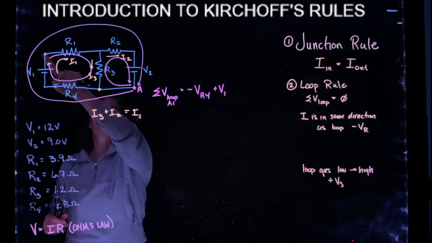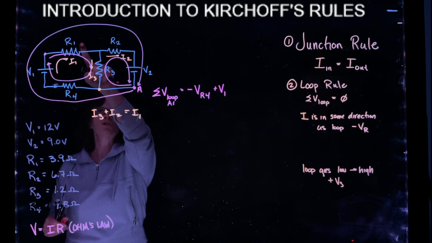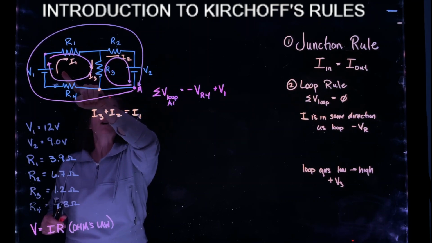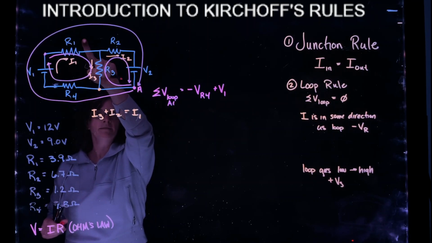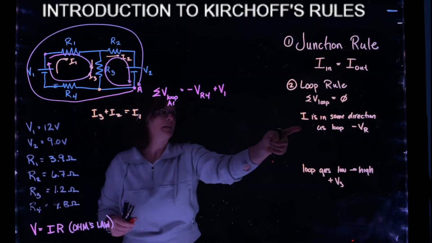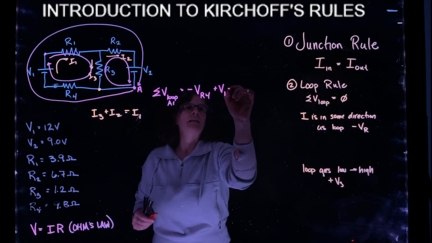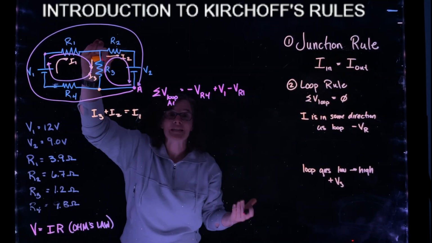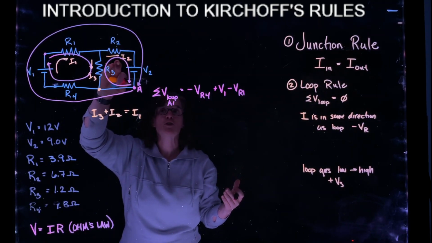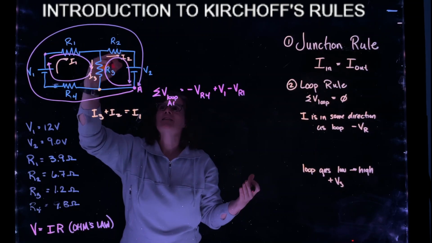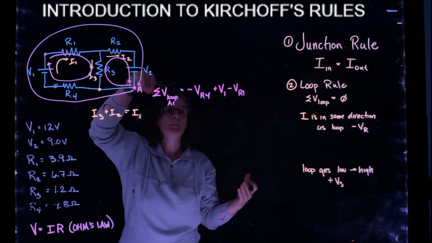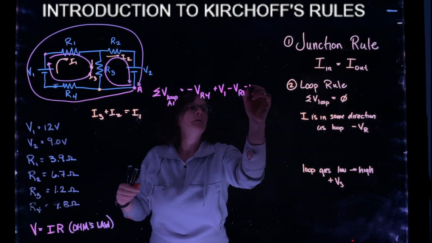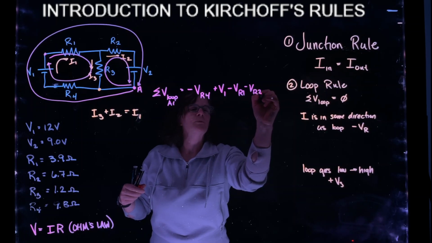The next thing I run into in this big loop is resistor 1. Current 1 is going through resistor 1, and it's in the same direction as my loop. So I get a voltage drop across resistor 1. I then encounter resistor 2, and my current through resistor 2 is current 2. It's going in the same direction as my loop, and I get a drop across resistor 2.